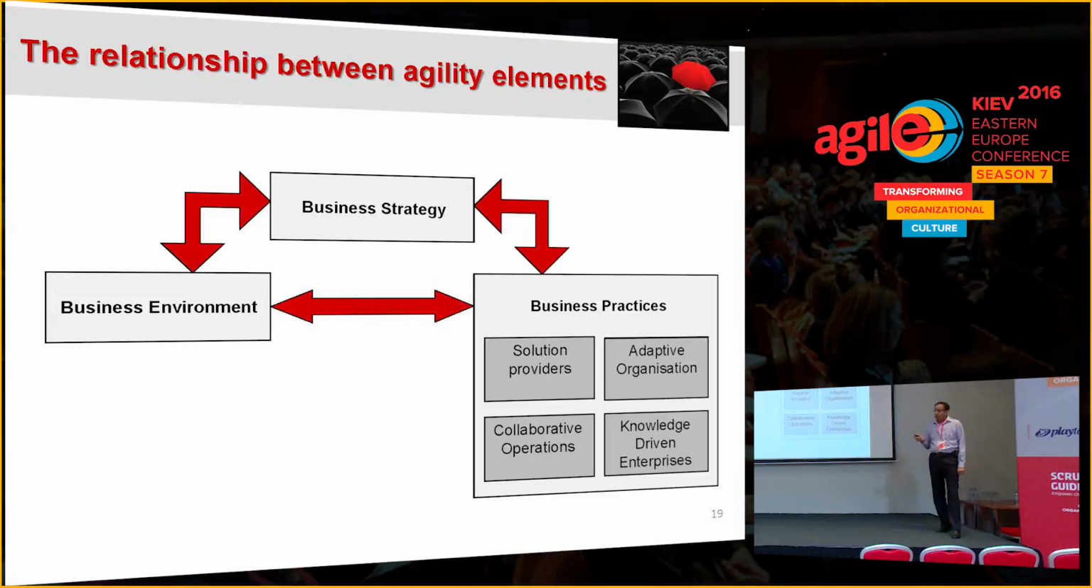So these three main elements of agility are linked to each other. Any change in the environment will lead to change in the other two of them.